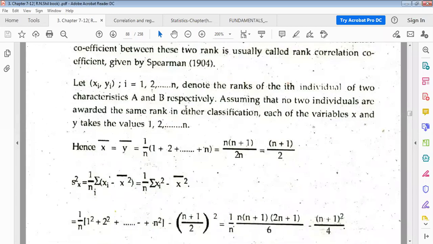Actually, this is another method for you. The sum of n natural numbers 1, 2, dot dot, n. x bar equals y bar, the same: 1 plus 2 plus dot dot plus n, divided by the total number of frequency, we get n into n plus 1 by 2 into n. That means n will be cancelled. So x bar and y bar equal n plus 1 by 2.